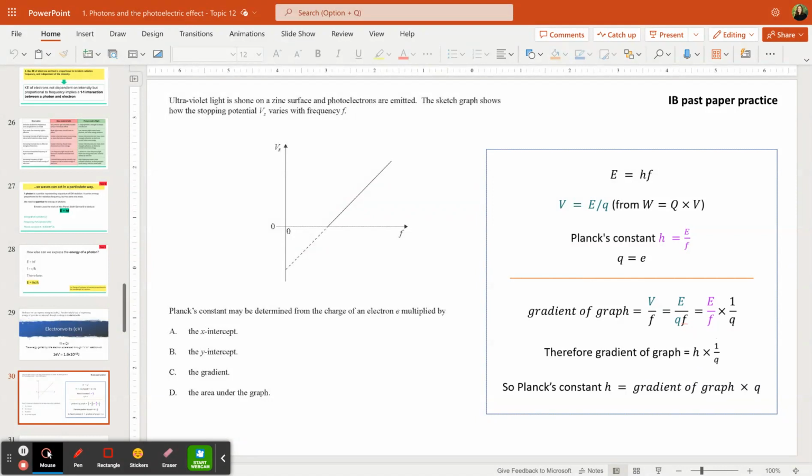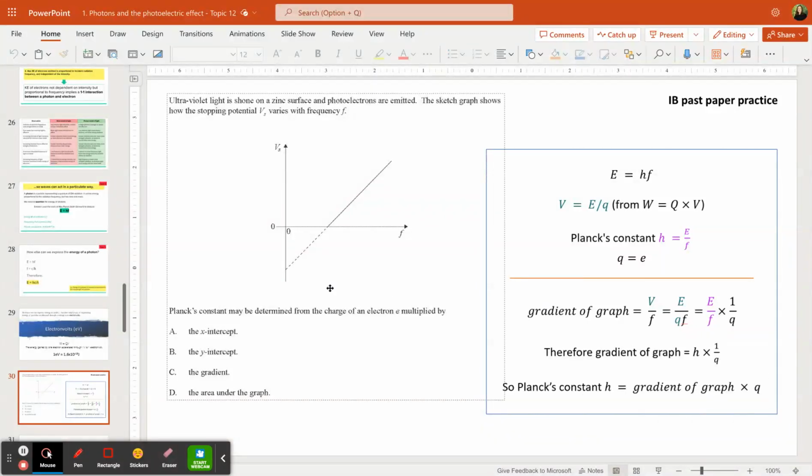I know that Q is the charge of the electron, and so I could also replace that with h times 1 over e. And so if I take the gradient of the graph and multiply by Q, I'm multiplying both sides of this equation by Q. And so the gradient times Q must equal h. Therefore, h, the Planck constant, comes from the gradient of the graph multiplied by charge.